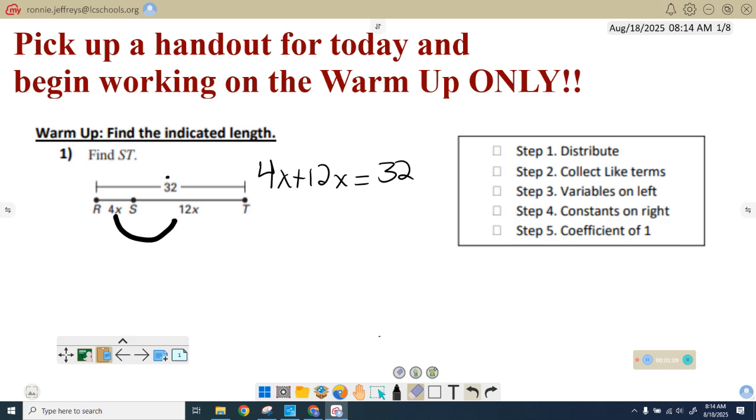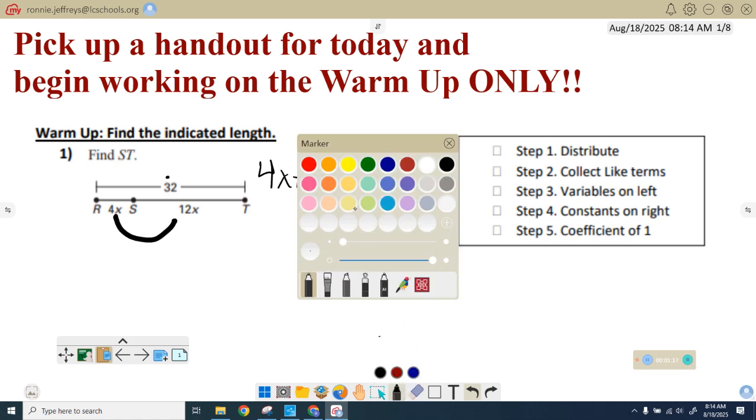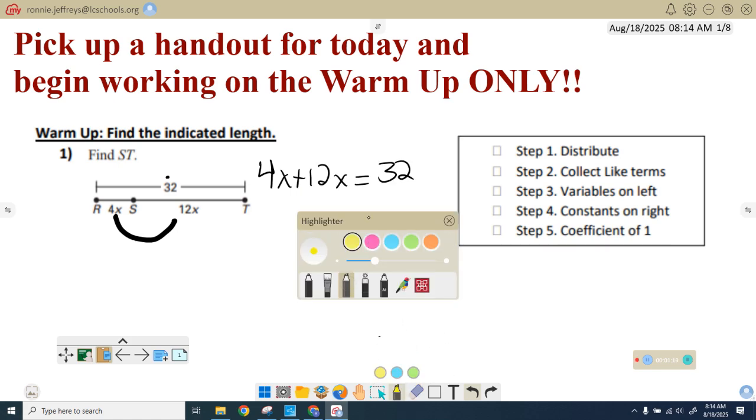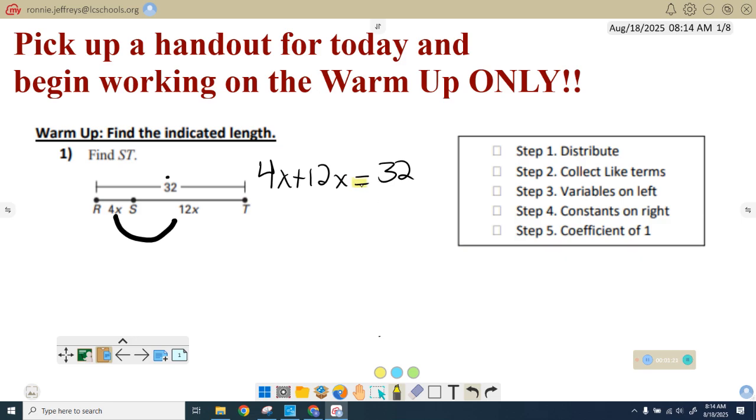Now, so where's my little highlighter? Highlight. All right, and that's just so I can, well, that's not a good one. There we go. You can see that one now.